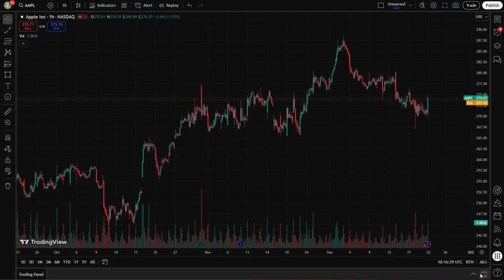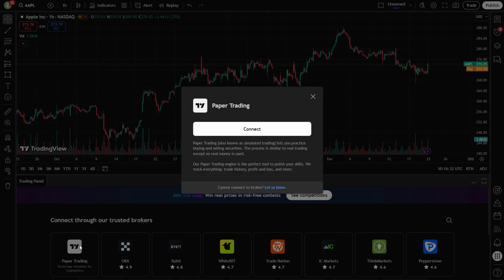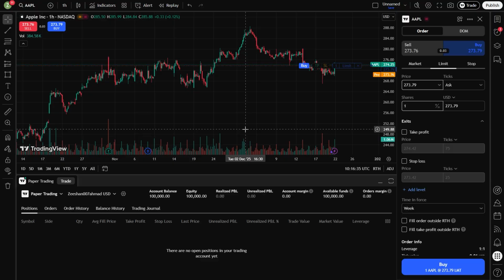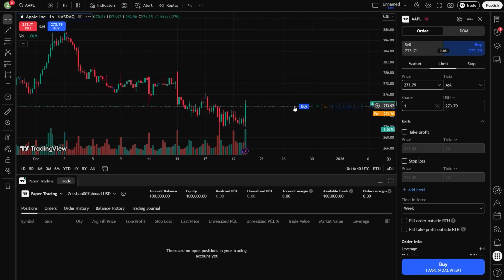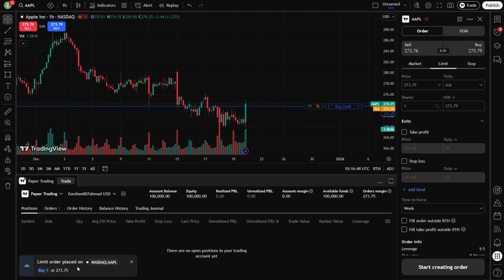And for those who want to test ideas without any risk, the paper trading feature is a fantastic tool. I've used simulators on many platforms, but TradingView feels seamless. Everything is the same as real trading, except there's no risk. The system tracks orders and positions so you can see how profitable your strategy is.